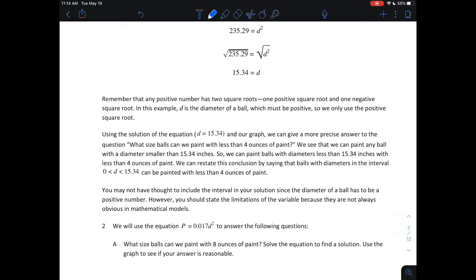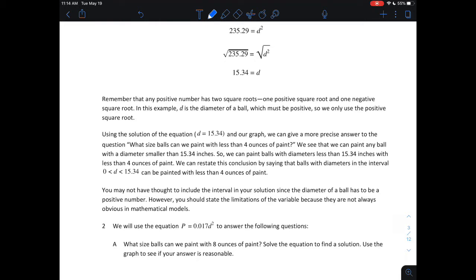Remember that any positive number has two square roots, one positive square root and one negative square root. So technically what we did above, it would imply that we get positive 15.34 or negative 15.34 as an answer. But in this example, d is the diameter of a ball. And we always measure length with positive numbers. So this must be positive. So in this case, we are only using the positive square root.